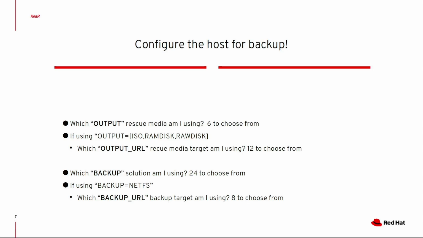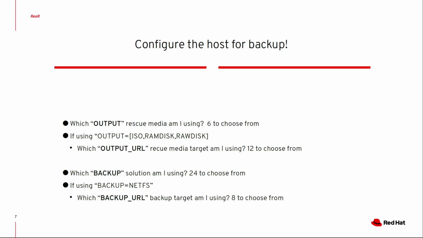The first is called output, and that is where and what type of rescue image we are going to create. So which output rescue media am I using? There's 6 to choose from. And then if you choose ISO, RAM disk, or raw disk, you also have to configure OUTPUT_URL, and there are 12 items to choose from with that.